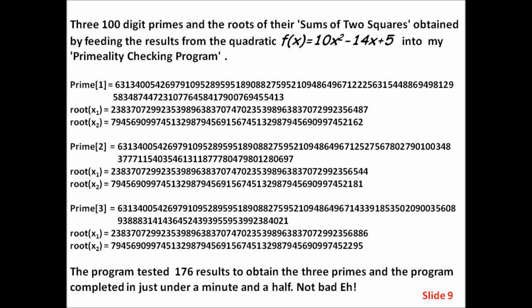This slide shows 3 100-digit primes and the roots of their sums of two squares obtained by feeding the results from the quadratic f of x equals 10x squared minus 14x plus 5 into my primality checking program. The program tested 176 results to obtain the 3 primes, and the program completed in just under a minute and a half. Not bad, eh?